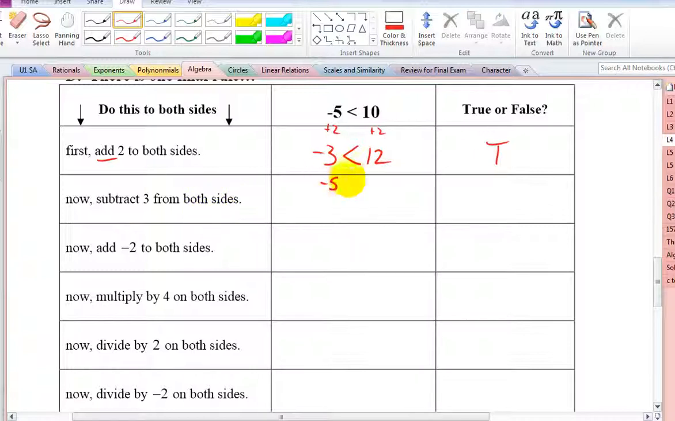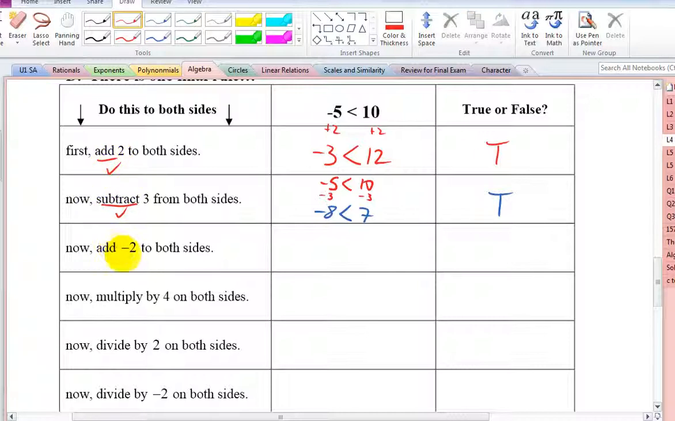So now we want to subtract 3 from both sides. So we have negative 5 and 10. We're going to start with the original ones. If you subtract 3, what do you get? Negative 8 is less than 7. Is that a true or a false statement? True. Okay. So subtracting is okay for both sides.